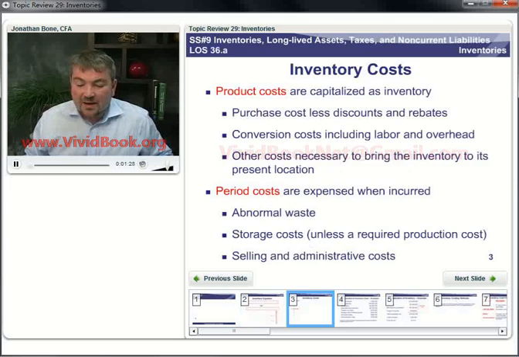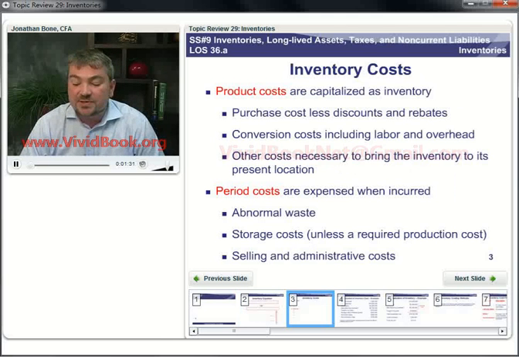Okay, our first little LOS asks us to distinguish between costs included in inventory and costs recognized as expense. Now you can see product costs are capitalized as inventory. The basic rule here is we can include all of the costs in getting our inventory into its current location and condition. So we'll include the purchase cost of any materials, less any discounts and rebates that we receive, the conversion cost of converting our materials into goods, so labour and manufacturing overheads, and any other cost necessary to bring the inventory to its present location.